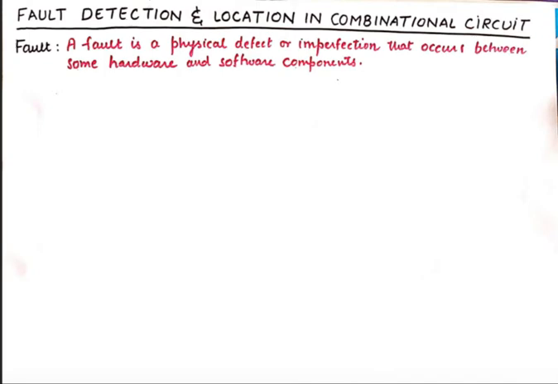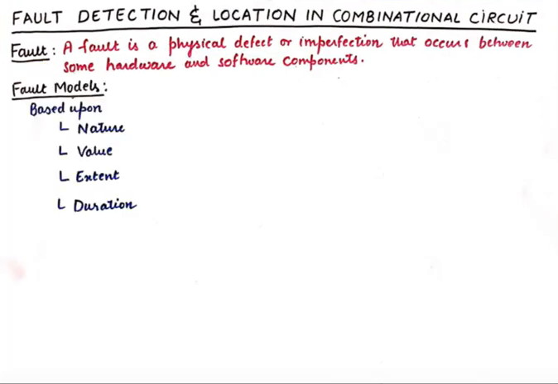The definition of fault is the first thing that we need to look at. It's a physical defect or imperfection that occurs between some hardware and software components. So most likely the faults are going to happen at the interconnections of the gates or the components.